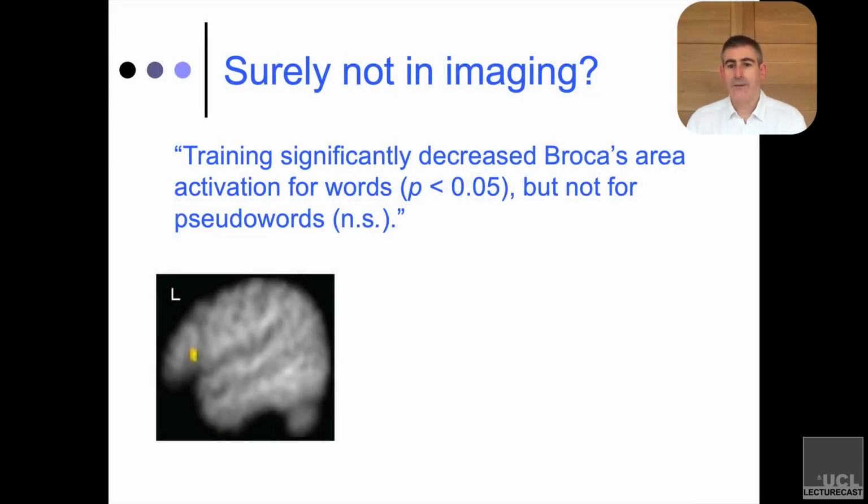Of course, you might argue, oh yeah, sure. Some areas of neuroscience may make thresholding fallacies, but surely not imaging, right? Well, here's an example from exactly the same form. Training significantly decreased Broca's area activation for words, but not for pseudowords, where it was non-significant. And here you get to see a picture of activation in Broca's area, and you think, yeah, sure, there's a big difference between what happens when you train words and non-words.